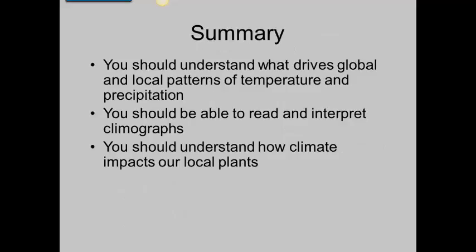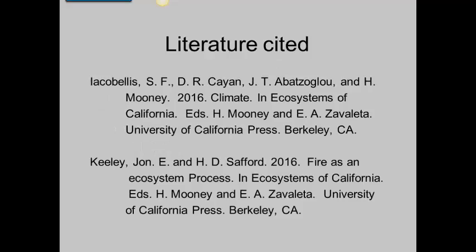So in general, you should understand what drives global and local patterns of temperature and precipitation, including uneven heating, air mass circulation, proximity to large bodies of water, topography. You should be able to read and interpret climographs like the one you saw in this presentation, and you should understand how climate impacts our local plants. You may want to refer to these sources which I cited in this presentation for more information about climate and plants.